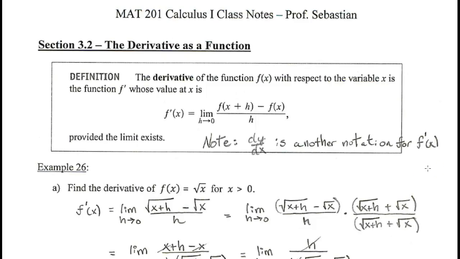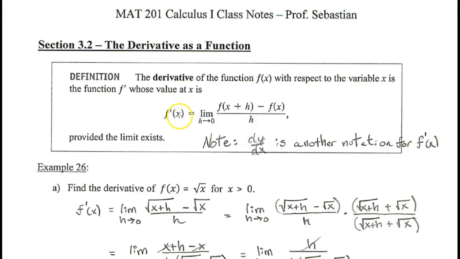Okay, we are now into section 3.2, the derivative as a function. Really, there's not a lot new in this section, at least as far as the calculus, because what we're now saying is that we're calling the derivative of the function f of x with respect to the variable x the function f prime, whose value at x is this guy. So f prime of x is the limit as h approaches 0 of f of x plus h minus f of x all over h.